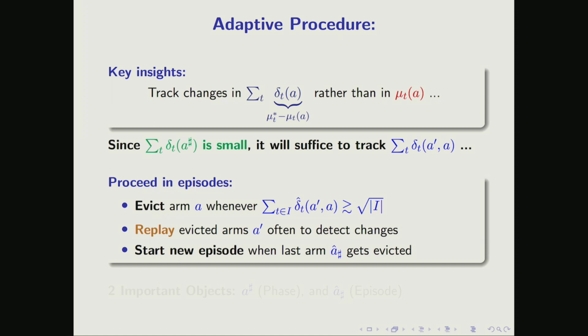So now the algorithm plays episode by episode. And the two main quantities now become this A sharp, the last arm that was safe within a significant phase, and this A hat sharp, the last arm that was evicted in an episode. And then the guarantee will just come from trying to understand the relation between these two.